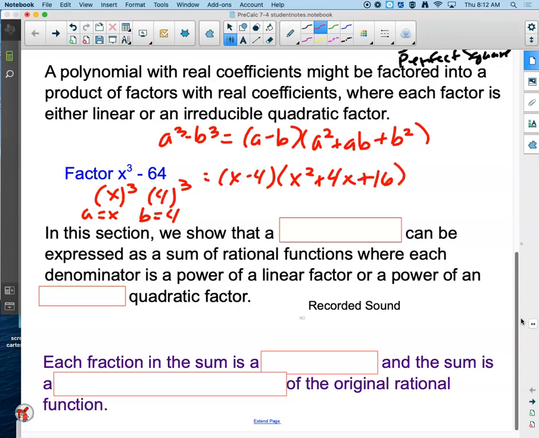Now, x minus 4 is a linear factor. It's x to the first. Degree 1 polynomials are linear. And this one, 98% of the time, is not going to be factorable. But you should check. We have to know that it isn't.